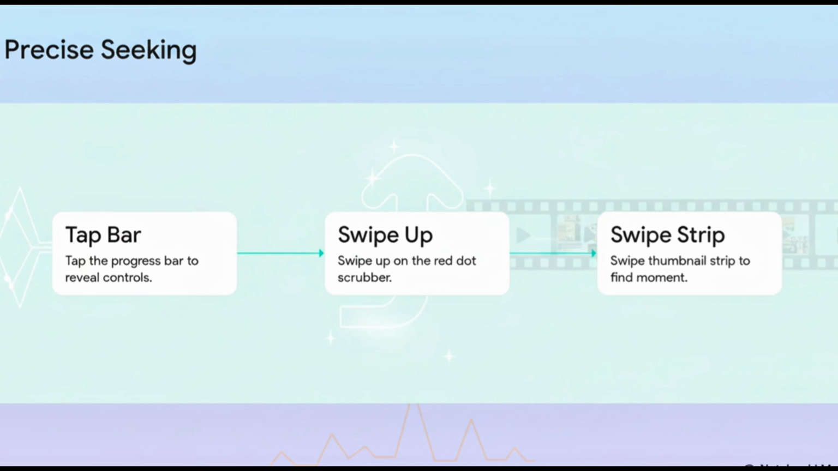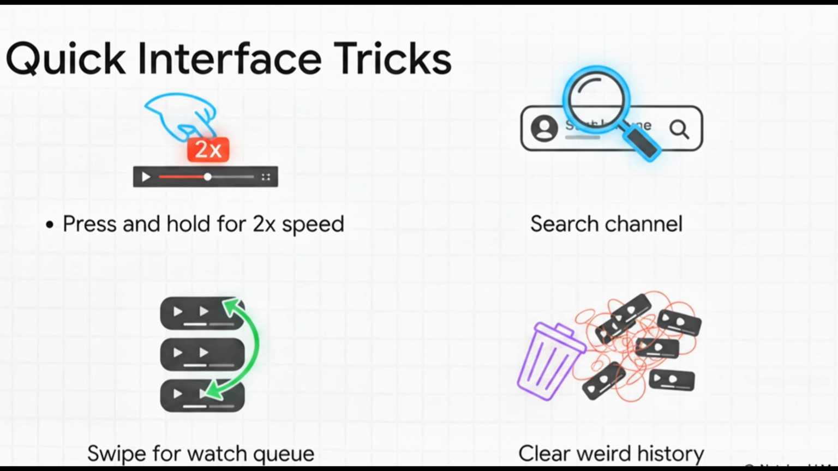Oh, and a quick bonus tip here, look out for the little peaks and valleys in the progress bar graph. Those bumps actually show you where real viewers kept going back and replaying a specific moment. Okay, let's keep this momentum going with a rapid-fire look at some interface tricks that give you immediate value. First, if you just press and hold anywhere on a playing video, it temporarily bumps the playback speed to 2x. Let go and it drops right back to normal. It is perfect for skipping past those long intros.